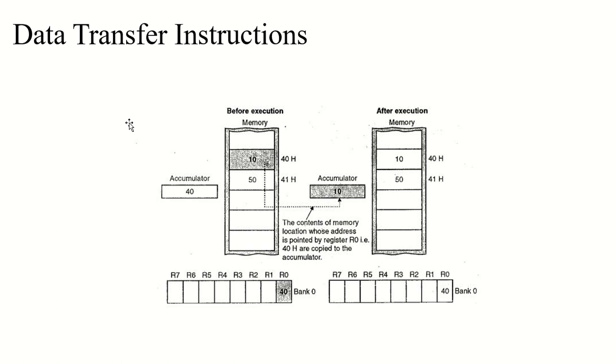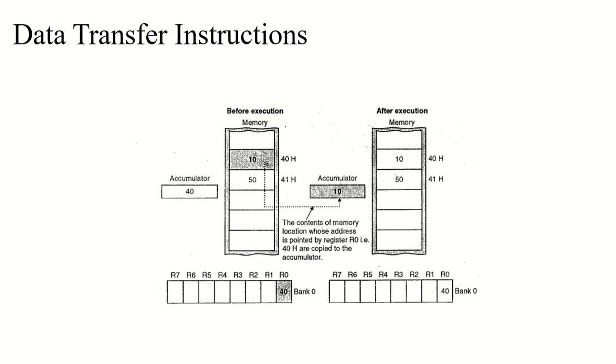You already had 40h before the execution. Now 40h holds 10 inside of it. So what will happen? The data in that memory location will be copied to the accumulator. So that would be 10. So 10 would be copied, and after execution the 10h will remain as it is in 40.